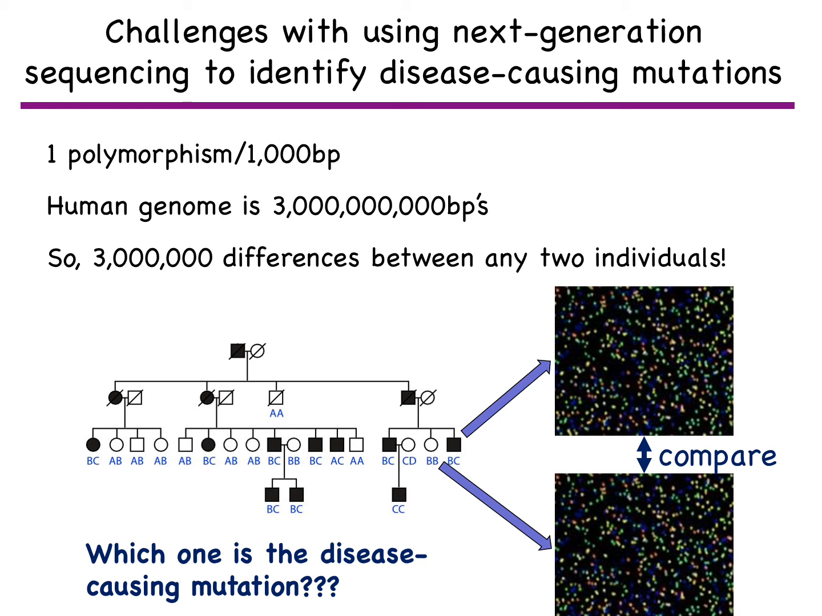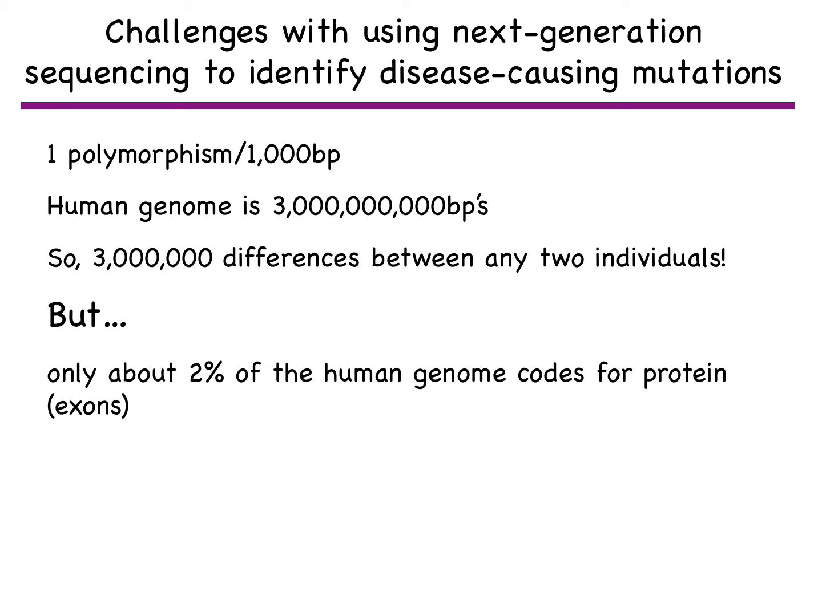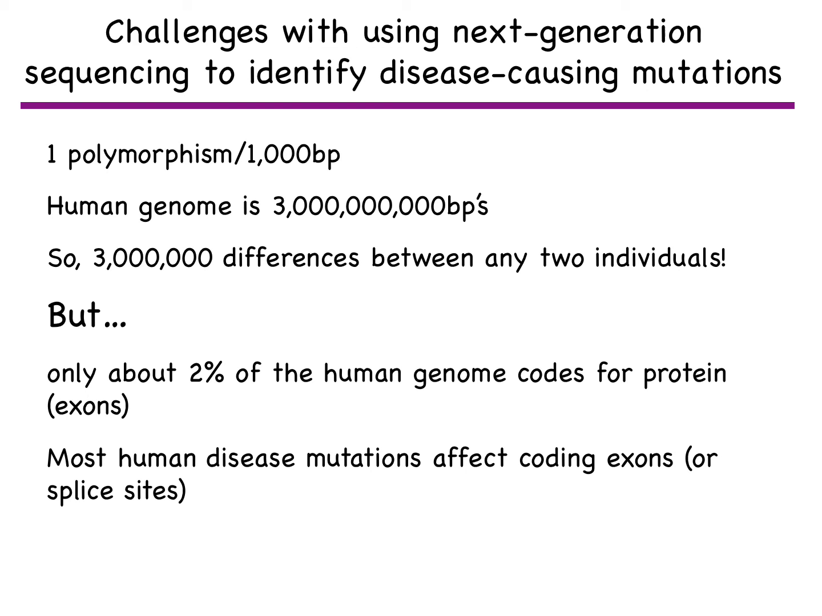But one way we can make this a little bit easier is if we don't actually compare the entire genome between these two individuals. What if we just compare the portion of the genome most likely to bear the mutation of interest? Is there a way we can do that? Yes, there is. It turns out that only about 2% of the human genome codes for protein, as I talked about earlier in this lecture. So only 2% of the human genome is devoted to exons. And it turns out most human disease mutations affect just coding exons or splice sites, the parts of introns that reside right next to where the coding exon is.